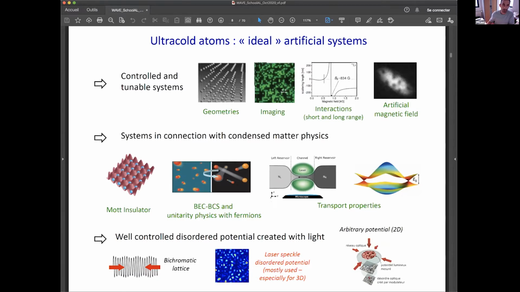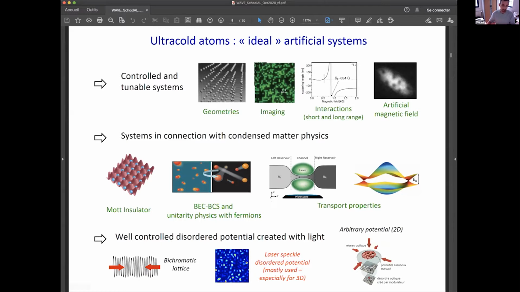And this allows you to simulate a lot of systems which are strongly connected to condensed matter physics, which I'm not discussing too much. But for instance, here you recognize the transport properties, and also the conduction experiment, which is very similar to the one shown by Martin, but the first experiment of this was done in the group of Tilman Esslinger by Jean-Philippe Brantut.